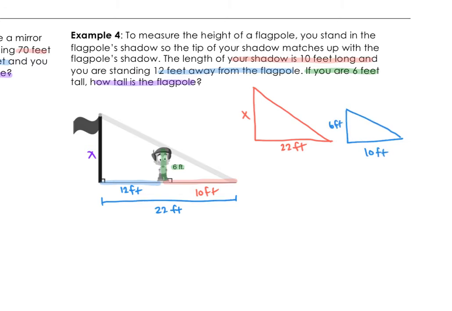So now that I've drawn them separately, we can easily set up our ratios. It's going to be x over 6, so vertical over vertical equals shadow over shadow, so 22 over 10. And then cross multiply. So 10x equals 22 times 6, 132. Divide both sides by 10. So x is 13.2.